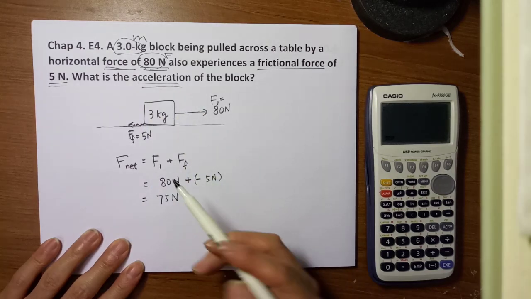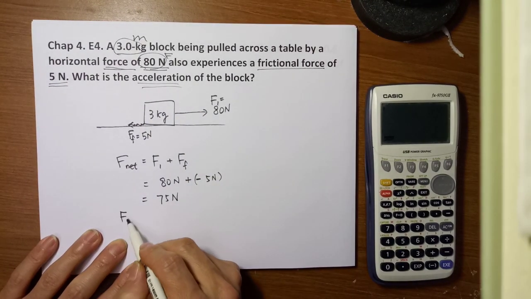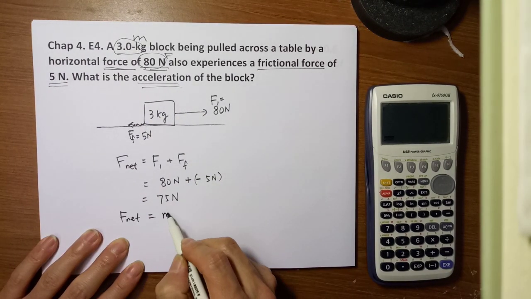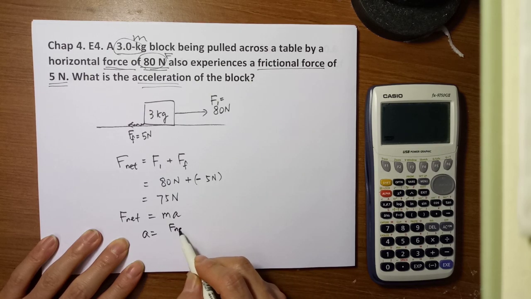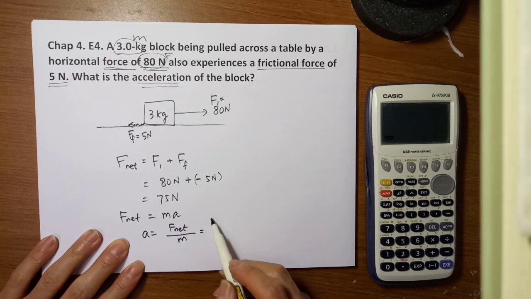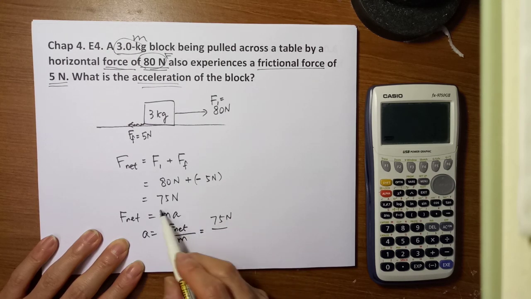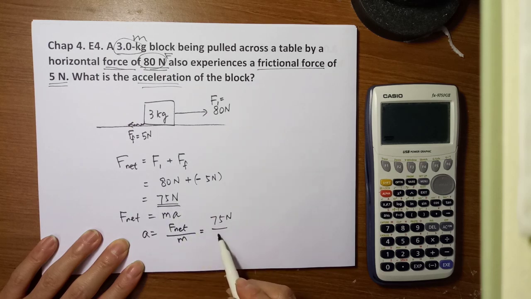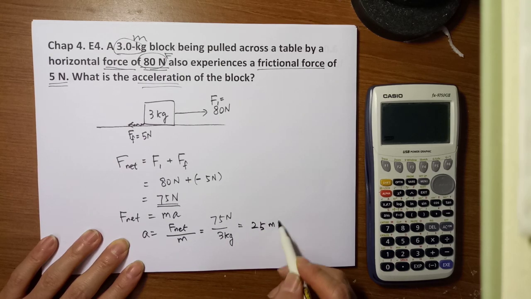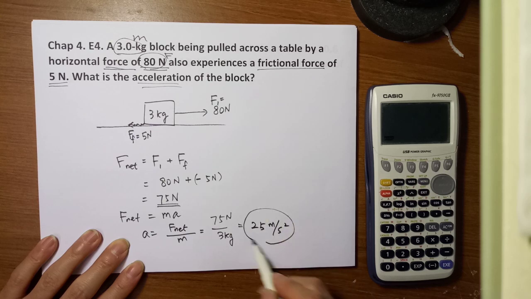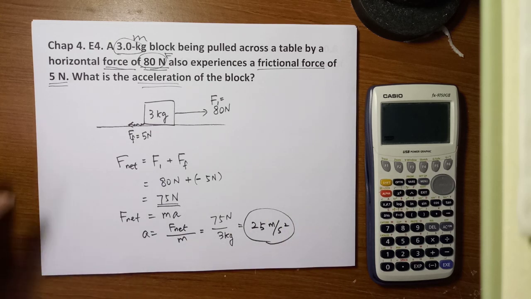Then the acceleration you need to find. So F net equals MA. So A equals F net over M. F net is 75 Newton, we found it from here. And then M equals 3 kilogram. Then divide, and then 25 meter per second squared is supposed to be your acceleration.